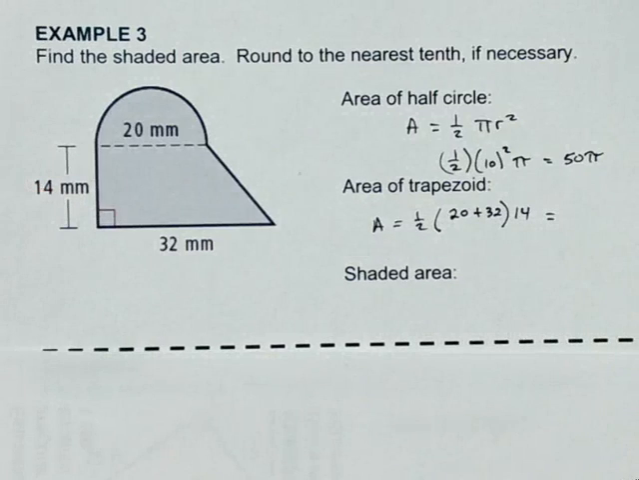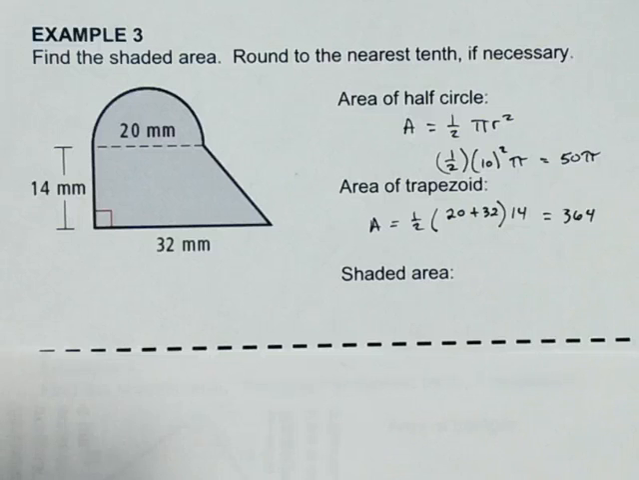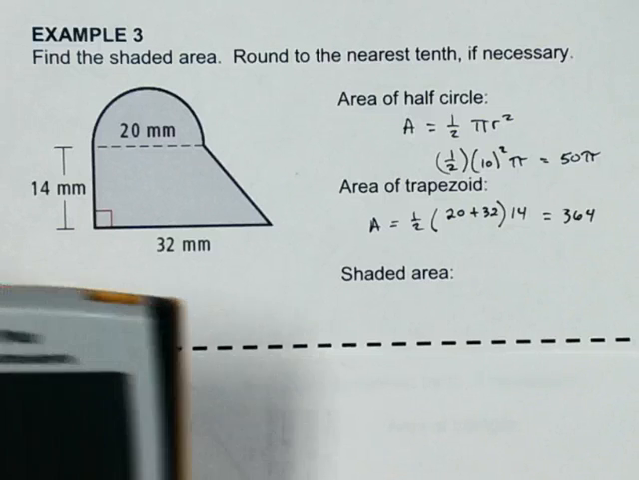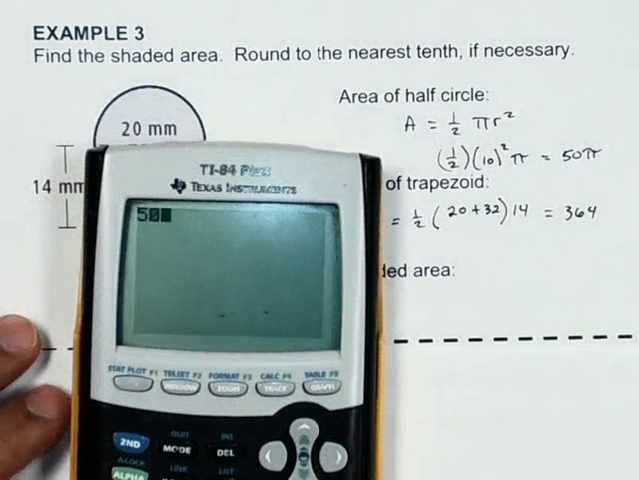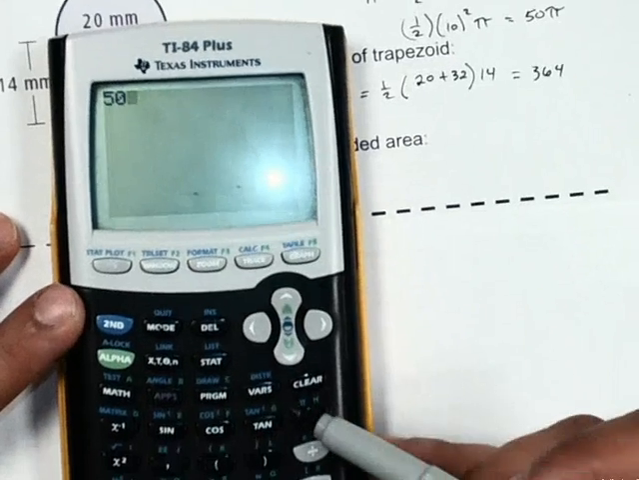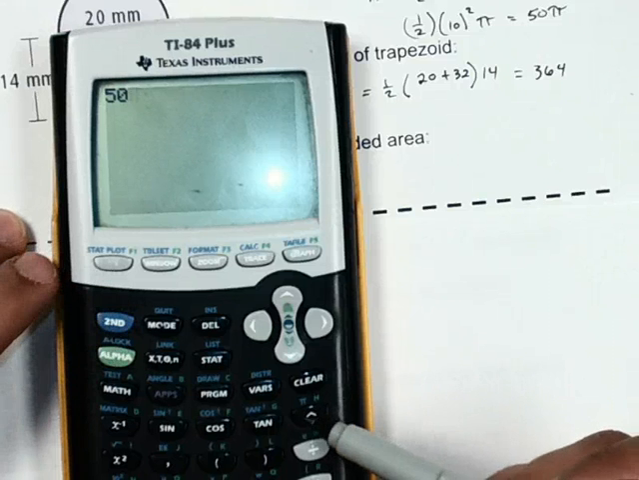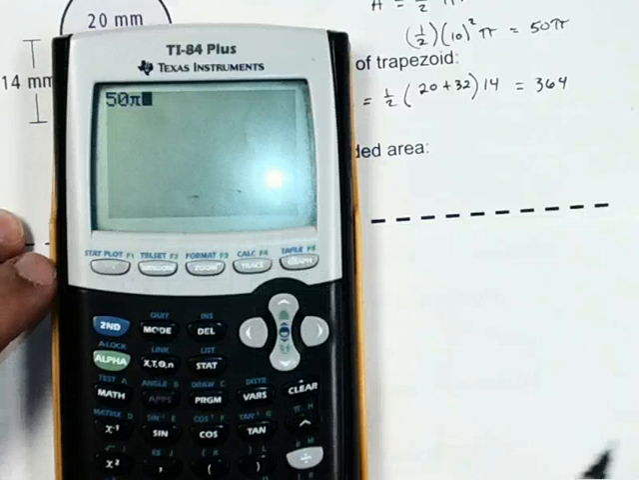Putting that into the calculator, I get 364. All right, so I'm going to put this in the calculator. I'm going to type in 50. And then the pi button, if you're not familiar with the calculator, it's going to be right here, this little up arrow. So I'd hit second. I want to do 50 pi plus 364.